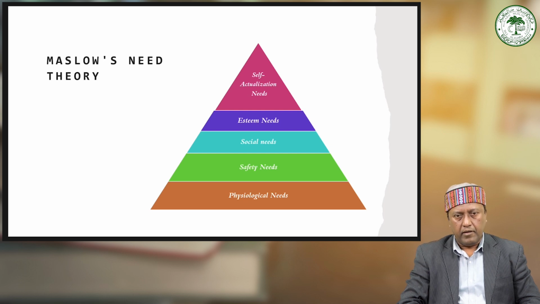The third level in the hierarchy is social needs. The social needs involve the desire for belongingness, friendship, positive relationship.